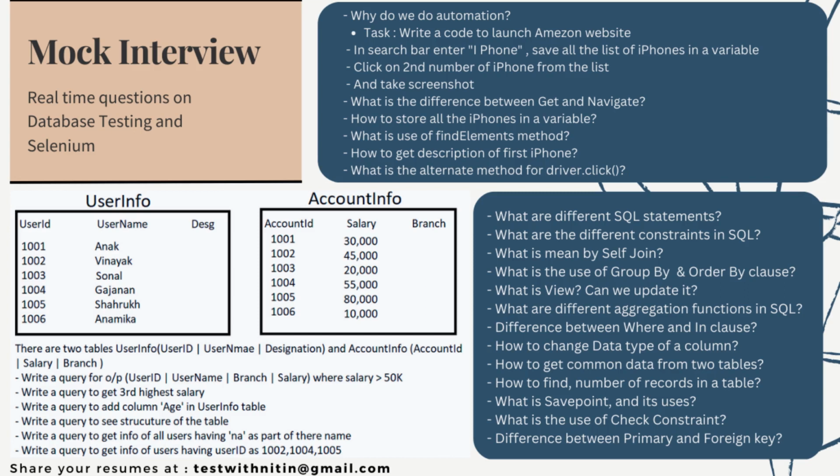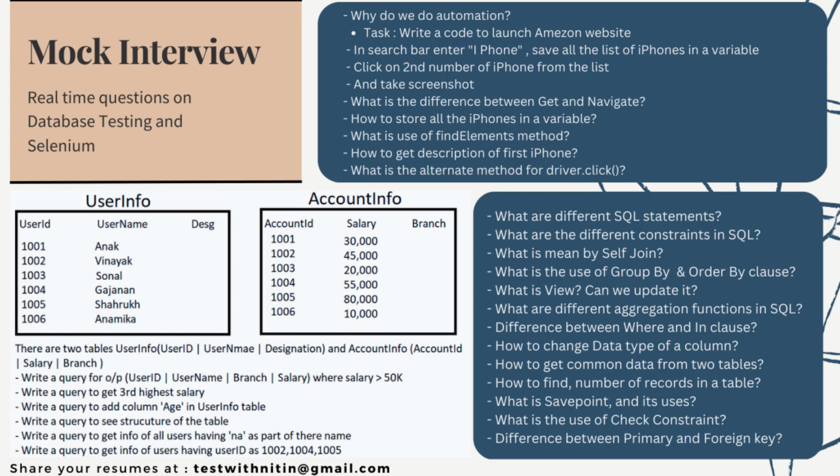Now if I want to see the definition or structure of the table, what is the command for that? Yes, sir. When we have to see the structure of the table, we use DESCRIBE, where we get the response with its column names and data types. So DESCRIBE table name. Now in the user info table, there are 5 records, right?